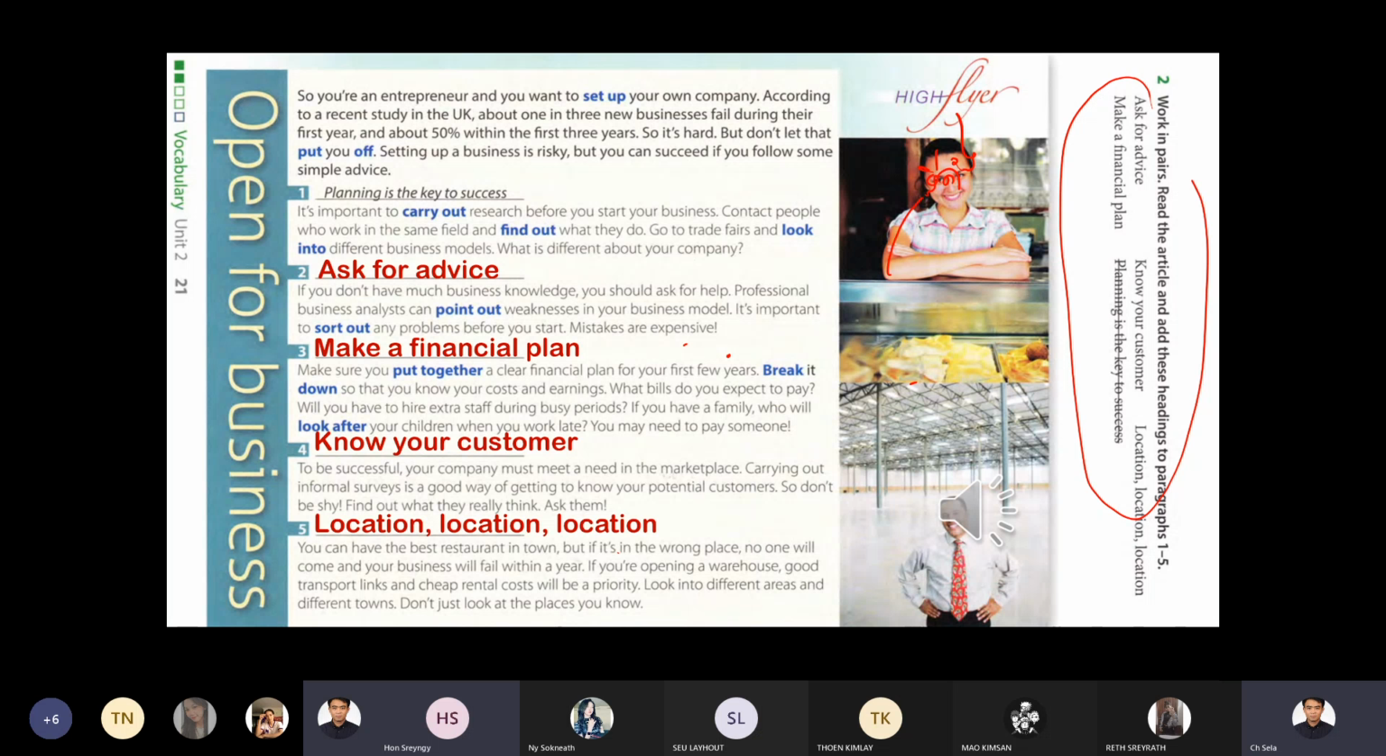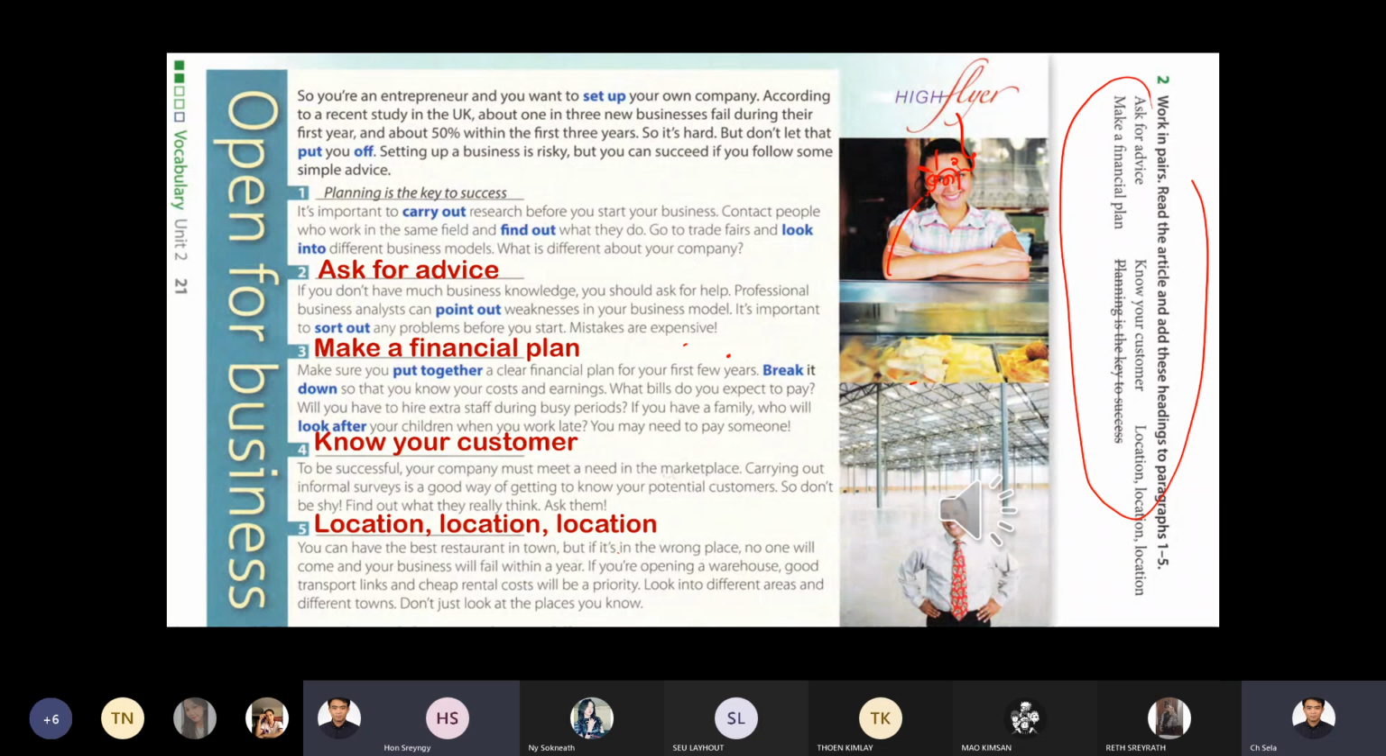Contact people who work in the same field and find out what they do. Go to trade fairs and look into different business models. What is different about your company?